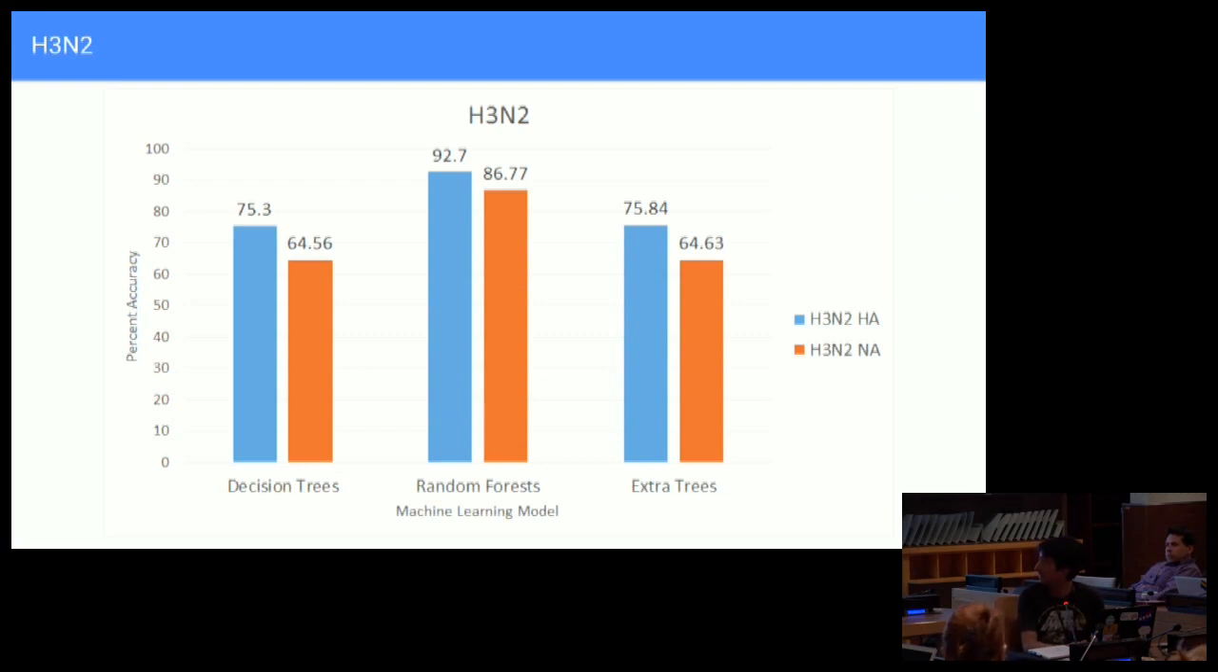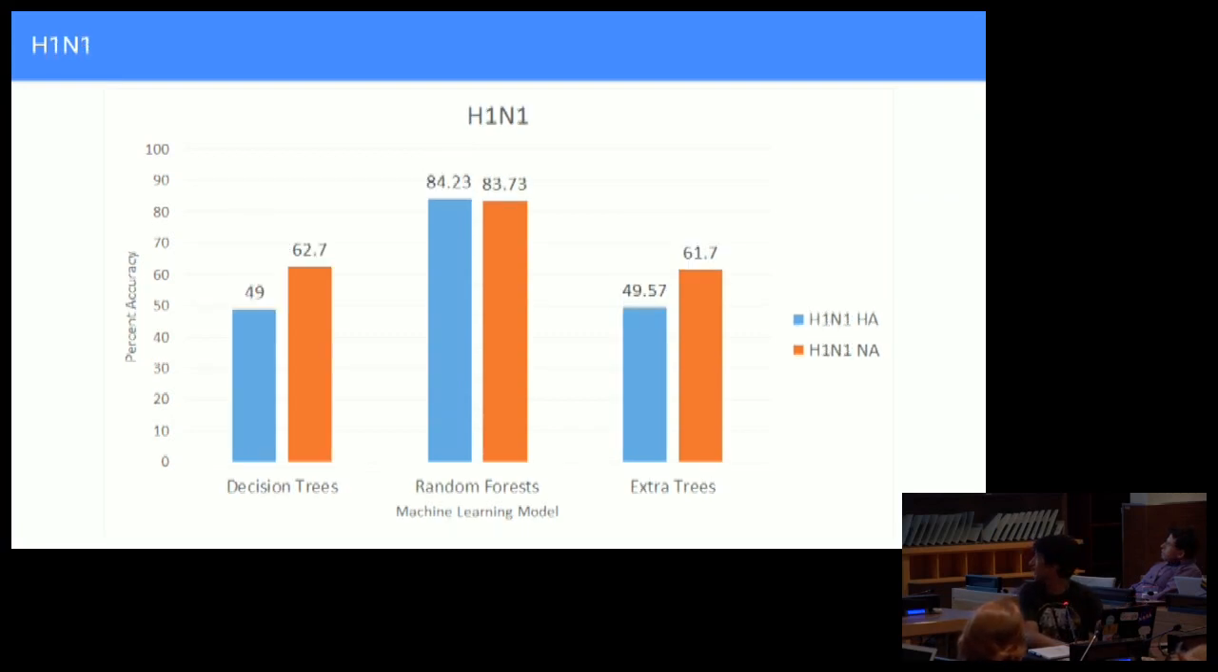So you probably noticed that the accuracies with these three algorithms, decision trees, random forests, and extra trees, they performed a lot better in H3N2. And I think this is because H3N2 doesn't mutate as much, so it's easier for the algorithm to pick up on those changes because there's not as many. So this is H3N2 and this is H1N1.